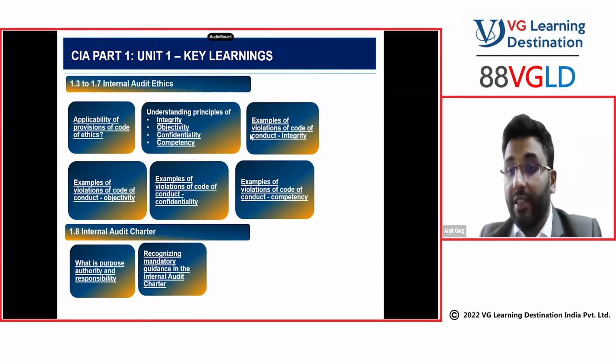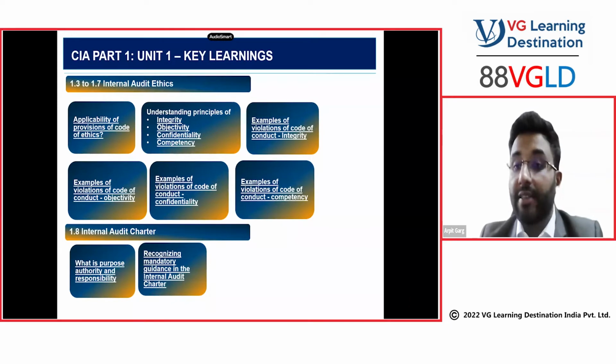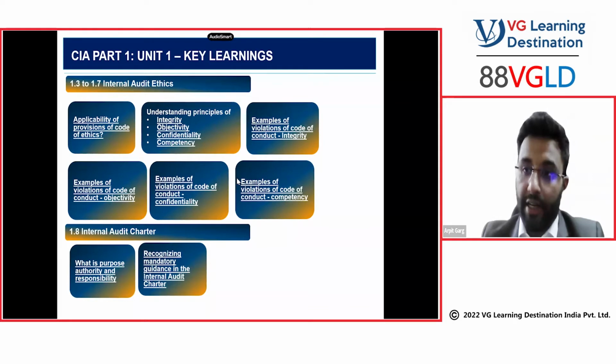When will we say that we as internal auditors have violated the code of conduct on integrity? When will we say that we have violated the code of conduct on objectivity? So we'll understand the violation rules with various examples, when we say that the internal audit activity or the internal auditor has violated the code of ethics, the code of conduct. We are going to understand that here.